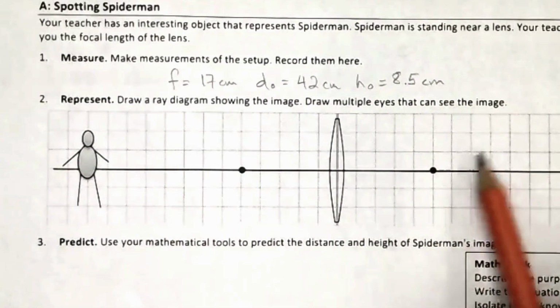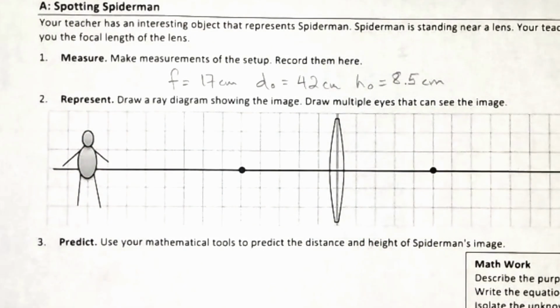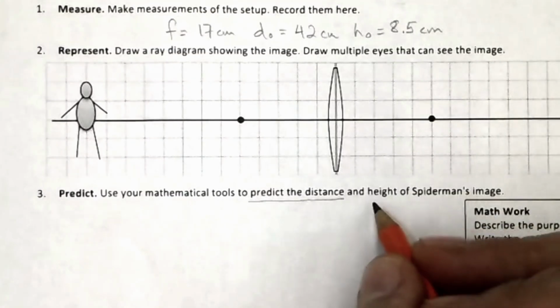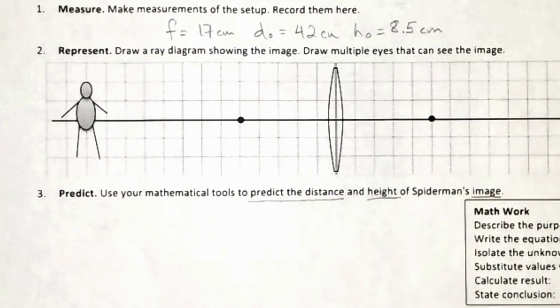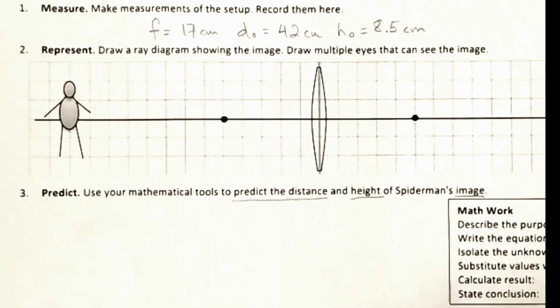We're not going to do the ray diagram here. If you need help with ray diagrams, go check out the video for those. We'll focus on the mathematical work. So here we go. Our job is to predict the distance and the height of Spider-Man's image. We'll begin with the distance. In order to find that, we're going to use the thin lens equation.